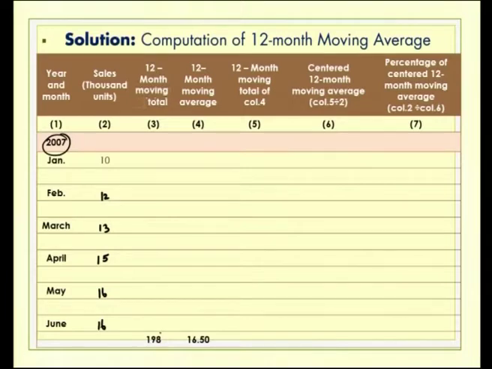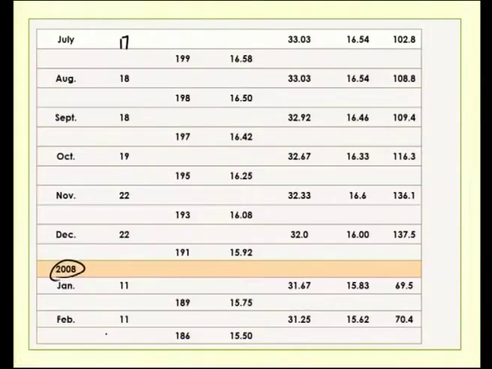This 198 is written in between the 6th value and 7th value, that is between June and July of the year 2007. So, between 16 and 17 it is written. So, the value is 198. Similarly, the next total is 199.